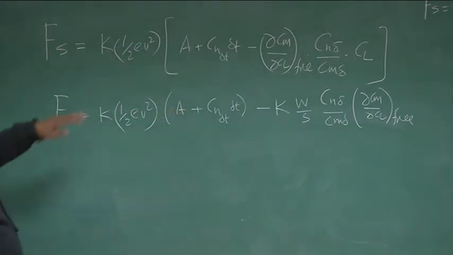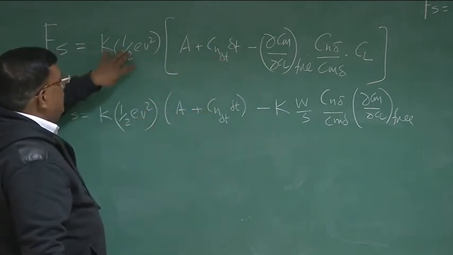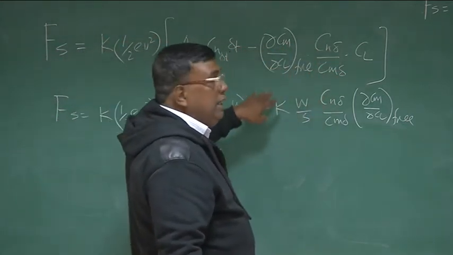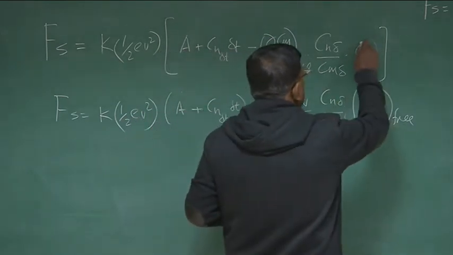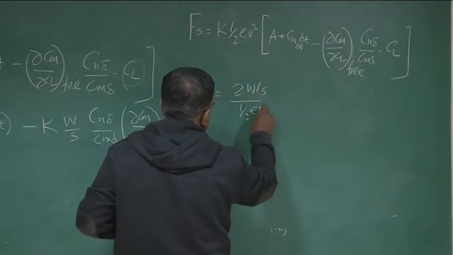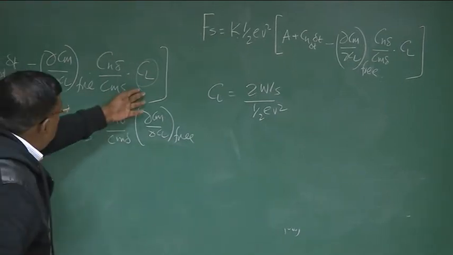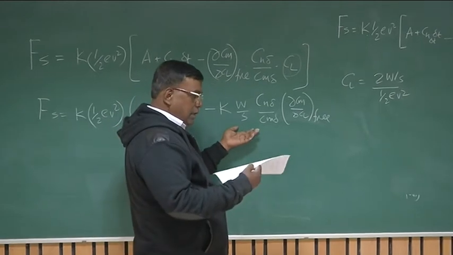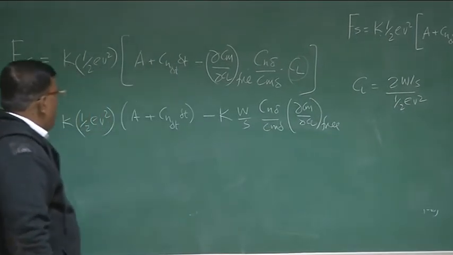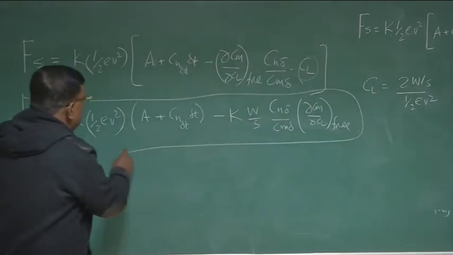What has happened? What is the difference between these two expressions? You see, A plus Ch delta t into delta t multiplies k half rho v square, fine. So again, k half rho v square has to multiply this term if I want to take it out. But here, the Cl was sitting here, so I can write Cl as 2 W by S by half rho v square. As simple as that. Put that Cl here, multiply with this term, and you will get k W by S, Ch delta by Cm delta, dCm by dCl free. So after a lot of struggle, we got a neater expression.